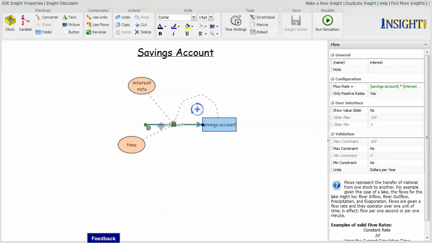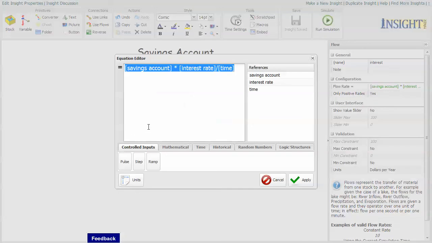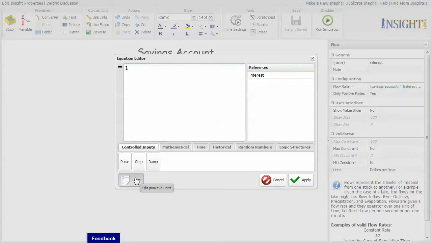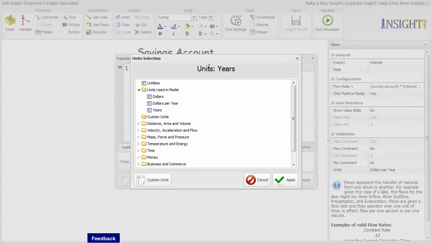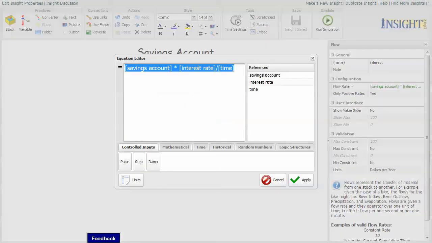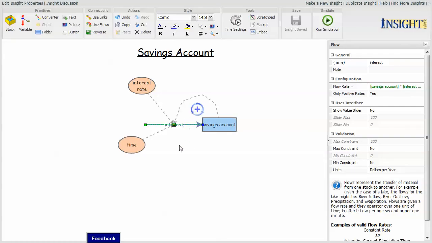So to get this formula to come out right, which is in fact savings account times interest rate divided by the time, this variable was established simply for the purposes of getting the units to come out right, and it is a quantity of 1 with the units of years, so that in this particular formula it's the interest rate divided by the time, which gives me dollars per year, which is the right units for this particular flow.